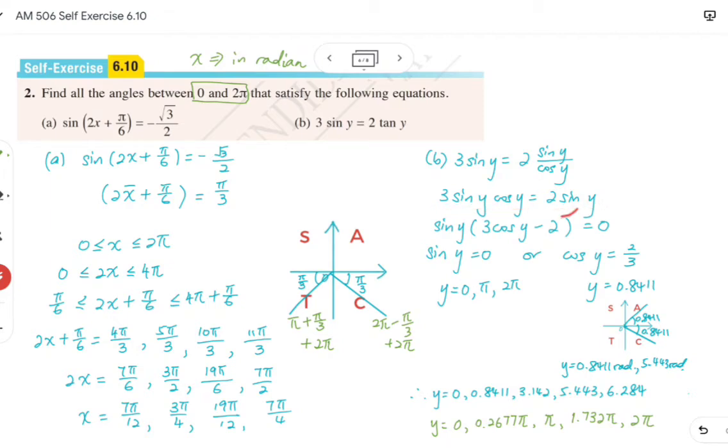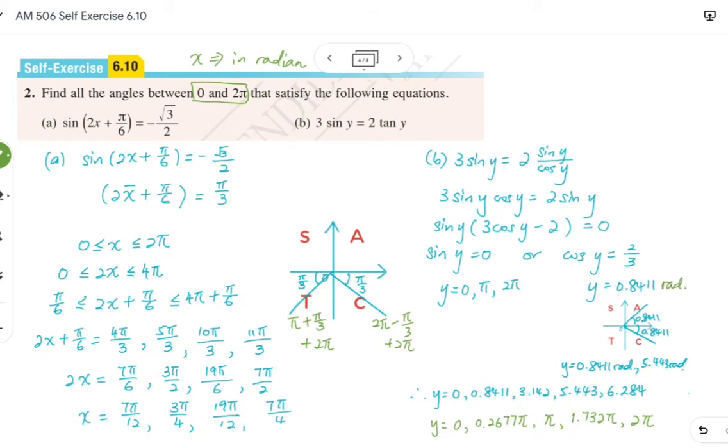And then we move everything to the left so that it equals 0. Factorize the common factor of sine y. We get sine y times (3 cosine y minus 2) equals 0. So sine y equals 0, and we get y equals 0, pi and 2 pi, which is 0, 180 and 360 degrees. Then for cosine y equals 2 over 3, we will get our y as 0.8411 radian.